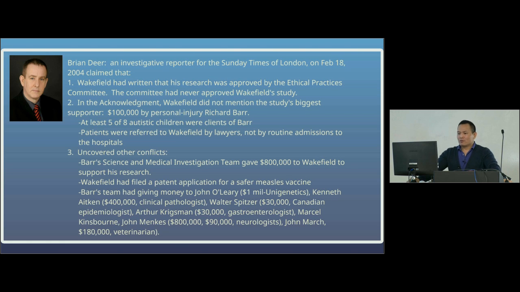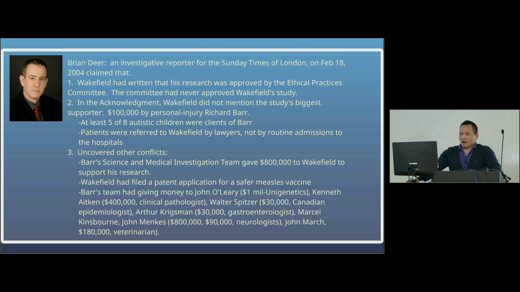Okay? Well, so he did an additional investigation. He discovered that the medical team set up by Richard Barr actually gave Wakefield up to $800,000 to support his research. And he did not disclose that in the acknowledgement. So there's a huge breach in the conflict of interest that we have to appreciate.